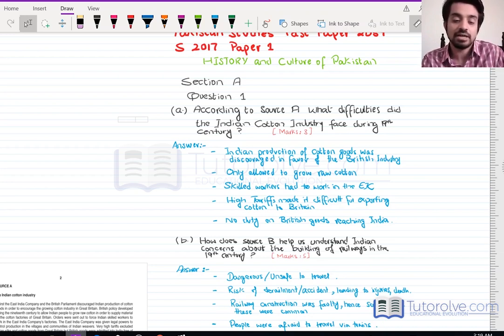High tariffs, high tax returns, and high production cost made it nearly impossible for Indians to export their cotton to Britain. On the other hand, however, there was no duty on the goods for the British. They could easily send their goods to India without any tariffs, without any taxes. So it was a very one-way, upper hand sort of situation for the British because they had colonized India and that was their motive.